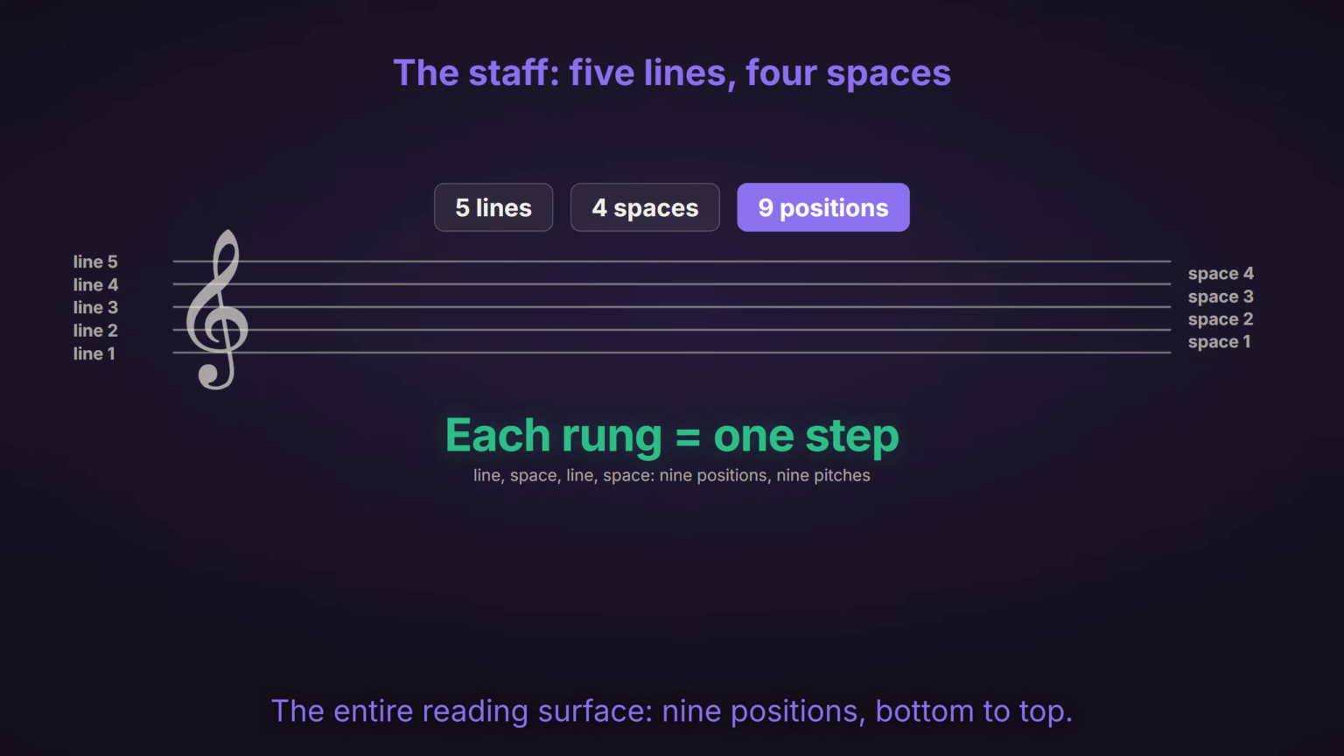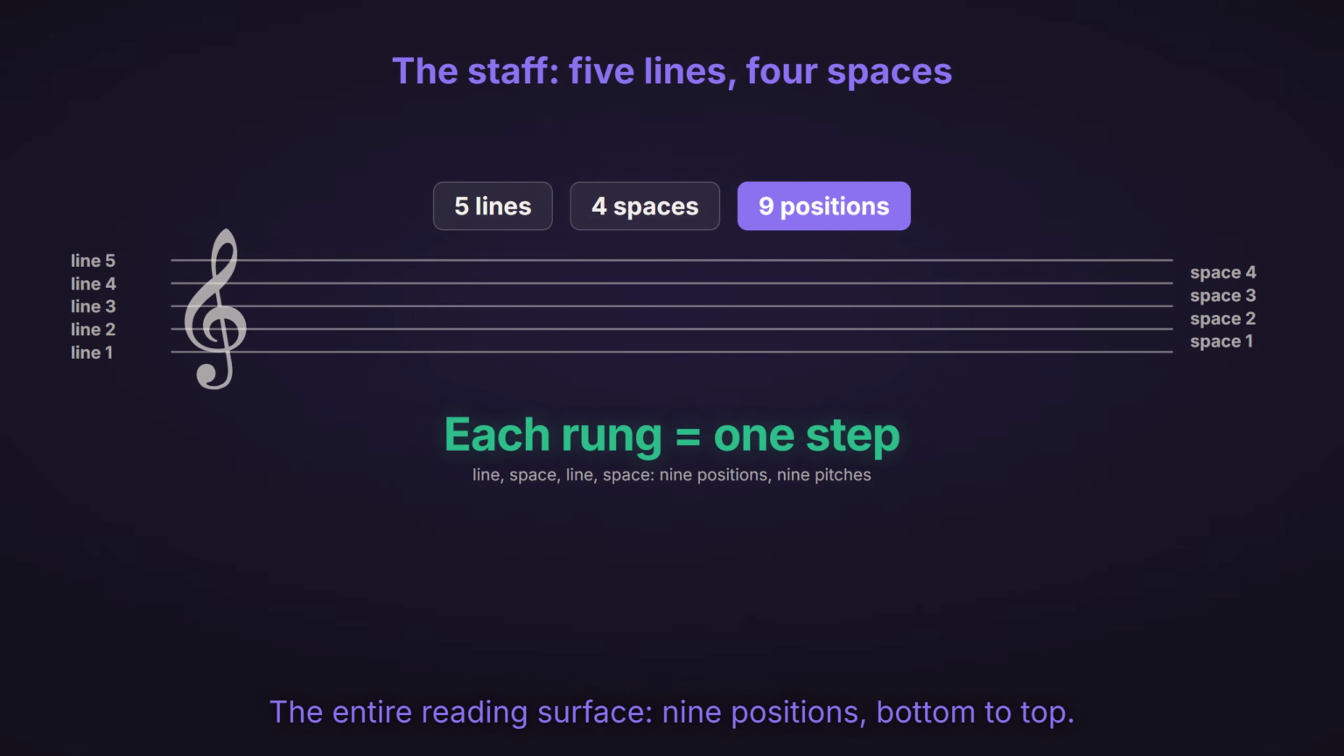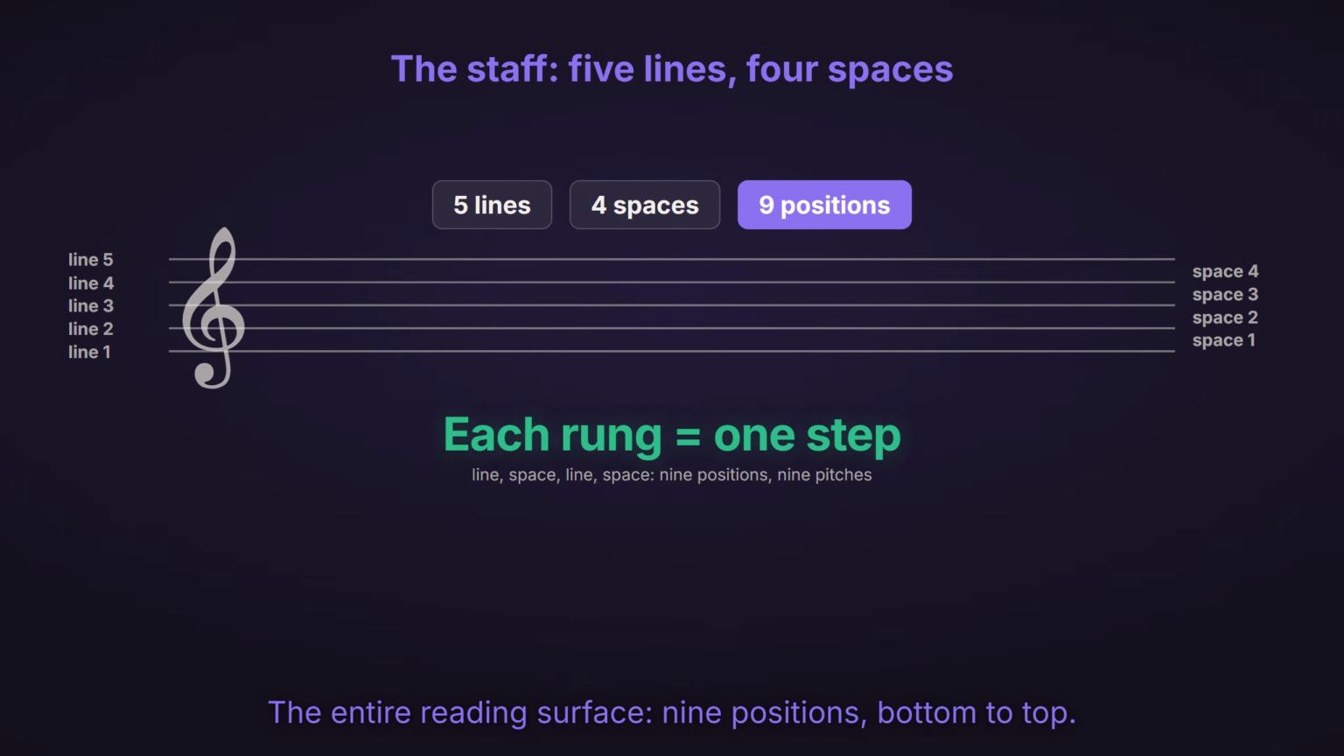Now, those 9 positions are just the starting point. Notes can also sit above the top line or below the bottom line, using short extra lines called ledger lines, which extend the ladder further when needed. But the staff itself, those 5 lines, is the home territory. That is where most notes live, and that is what you learn to read first.